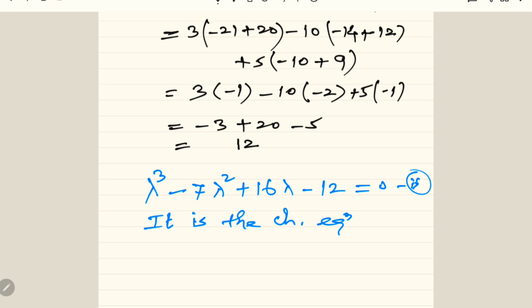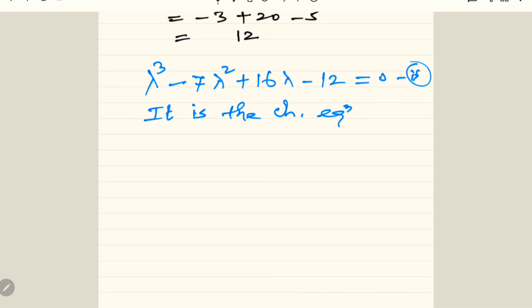Then after obtaining this characteristic equation, we have to obtain the eigenvalues or the characteristic roots by solving it for lambda. Therefore, as it is a cubic equation, we have to solve it by the synthetic division technique. Writing the coefficients in decreasing order from left to right, it is 1, minus 7, 16 and minus 12.